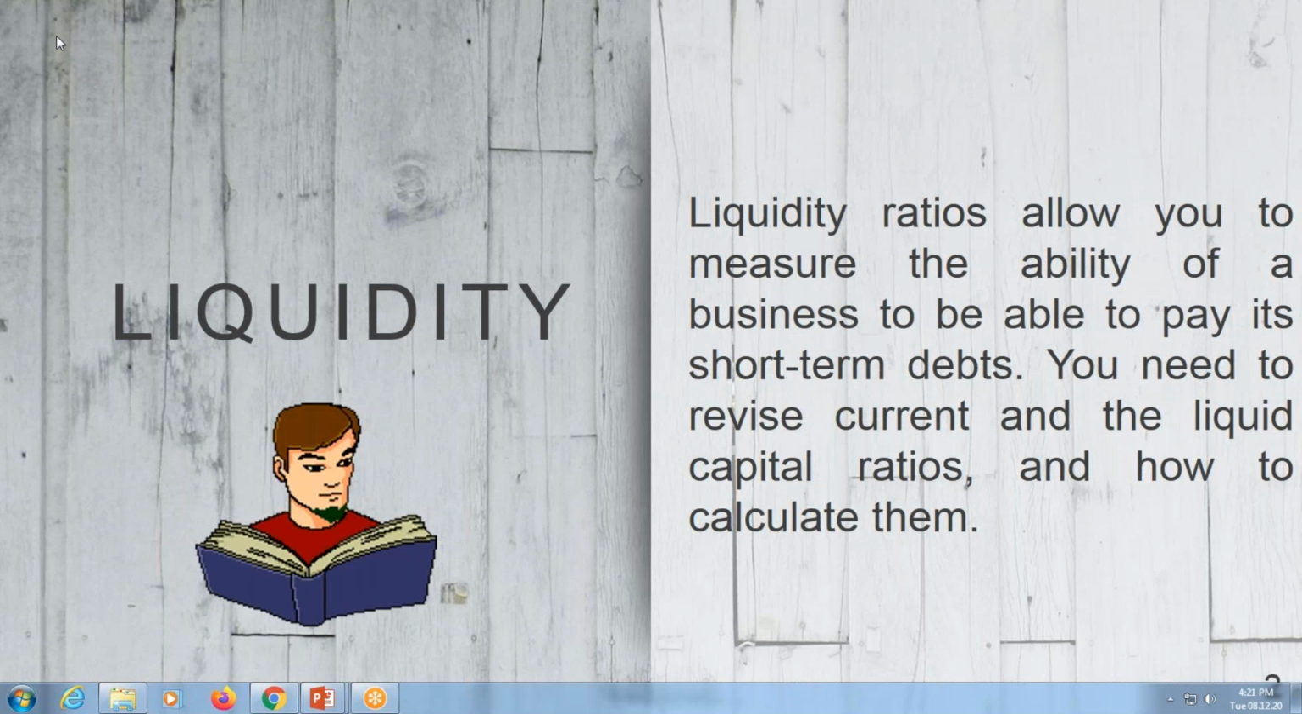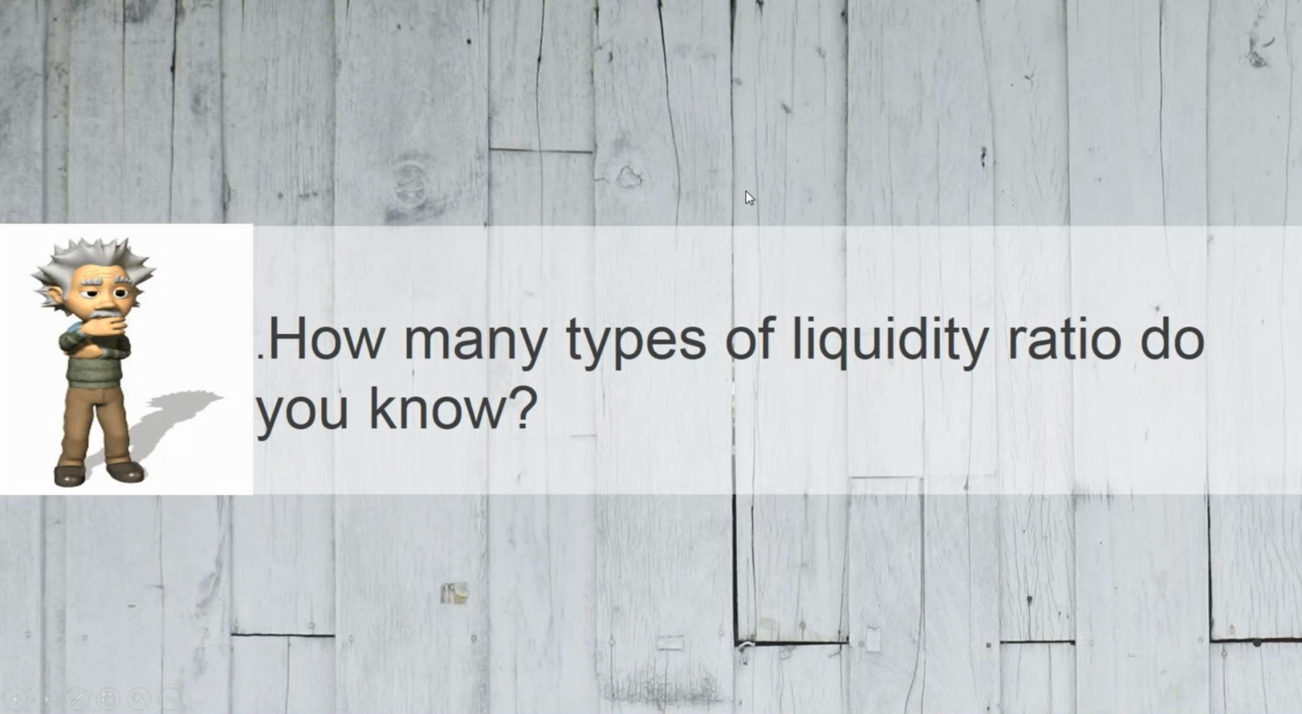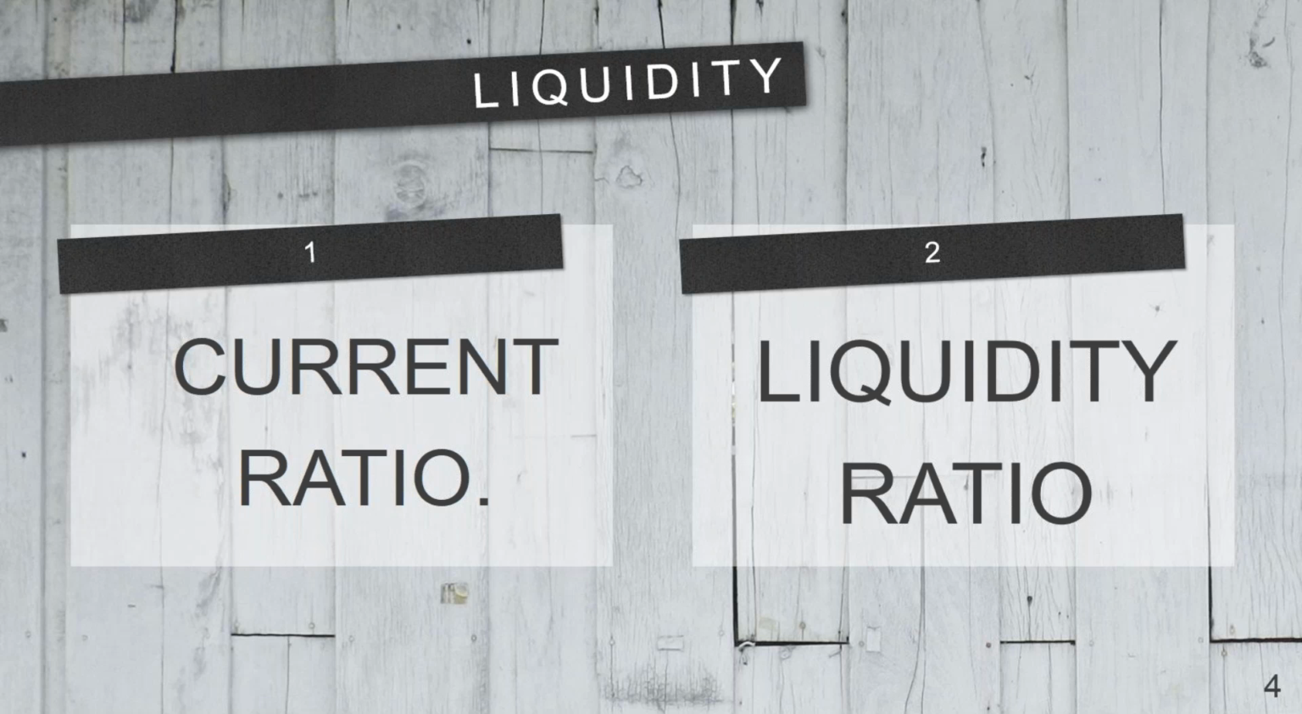How many types of liquidity ratio do you know? Helena, can you help me? How many types of liquidity ratio do you know? I think it's two types. Okay, two types. There are two types of liquidity ratio. The first is the current ratio, and the second is the liquidity ratio. Current ratio first.